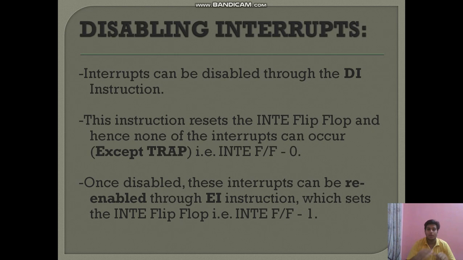I will show how the resetting by the DI instruction causes the disabling of all the interrupts. If we reset that, the INT flip-flop gives us 0. In this way, all the interrupts will be disabled, which we will see later on. Once disabled, these interrupts can be re-enabled through the EI instruction. If we can disable the interrupts, we can also enable them. How can we enable them? By using the EI instruction, we can enable all the interrupts again by setting the INT flip-flop.